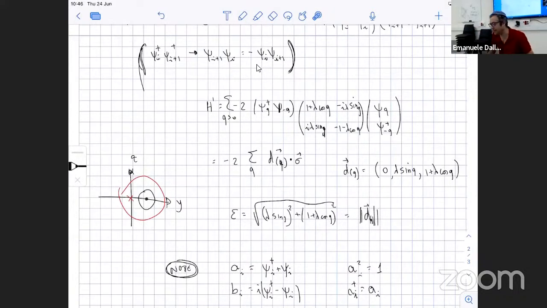I'm just wondering what else I can add to this Ising model. Can I add a sigma y term, for example?